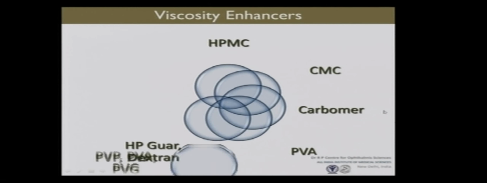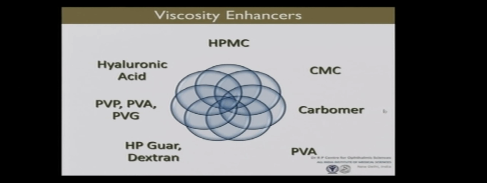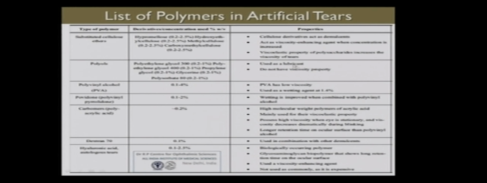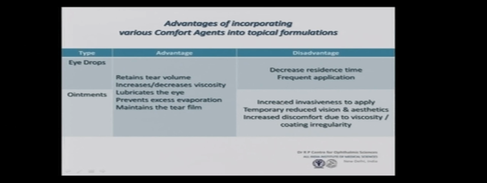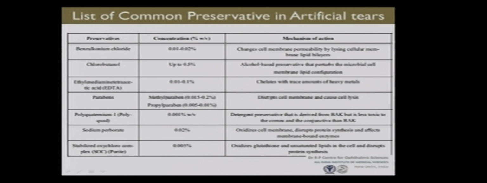So a quick look at what the viscoenhancers contain. They have HPMC, CMCs, carbomers, PVA, dextran, and all these. So all of them don't enhance viscosity. There are some of them which will decrease the viscosity, and in hypertonic tears you're going to need something which is going to decrease the tear osmolarity. And the polymers you use fall under these two categories, polysaccharides or acrylics, and you have got the newer ones which are now coming in.